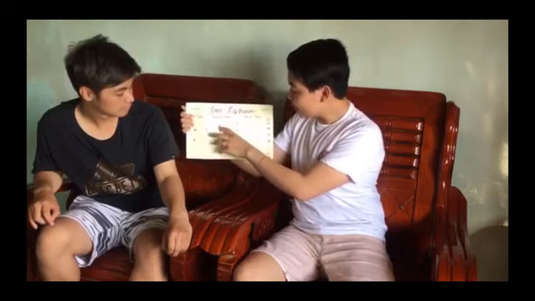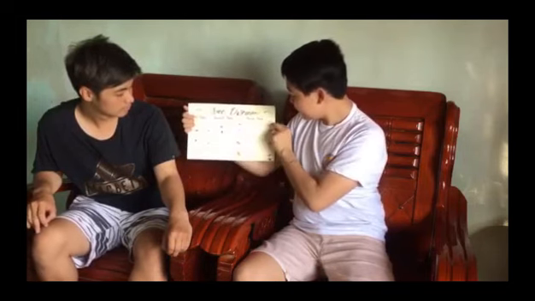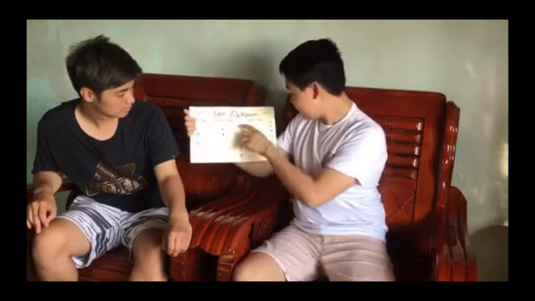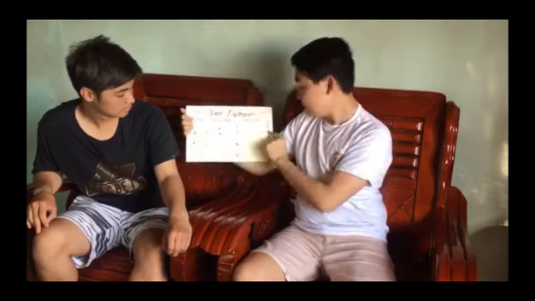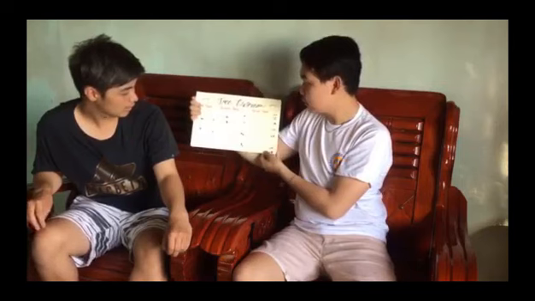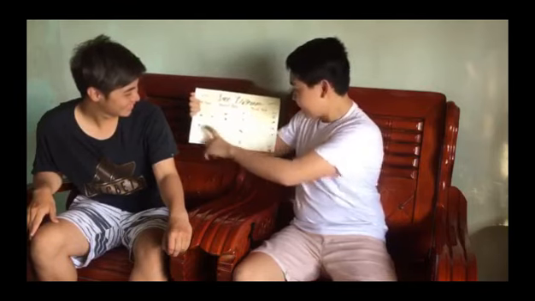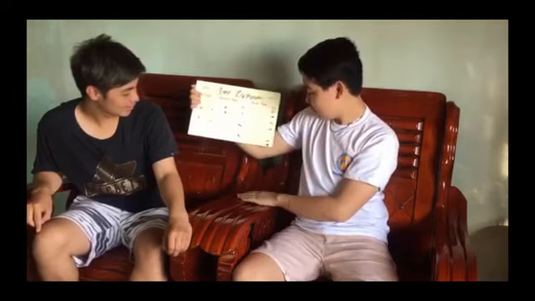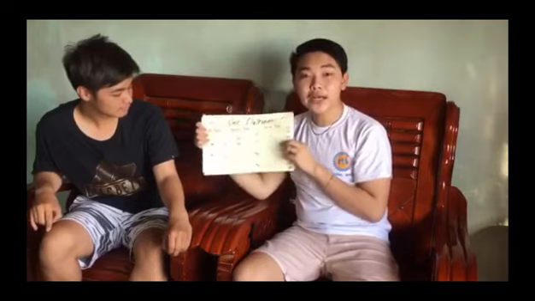Ang combination na pwede mong makuha dyan, HHH, HHT, tapos HTH, HTT. Ngayon, ano pwede mong makuha combination sa tails? THH, THT, TTH, TTT. Yan. So, yun guys, yun yung isang example ng counting theory, yung tree diagram.